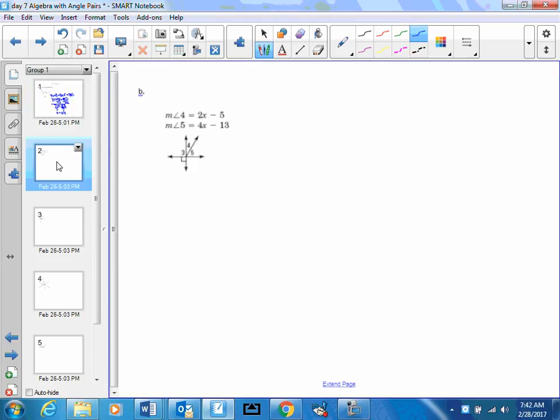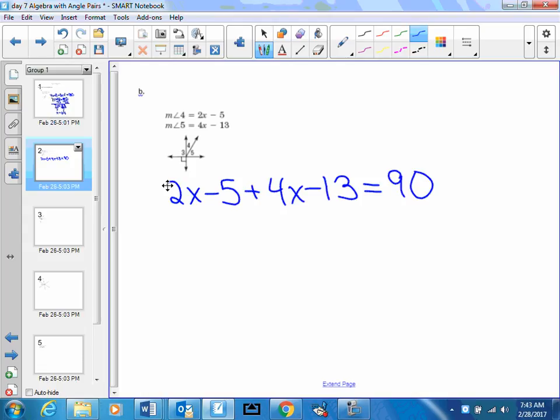Looking at our next example, measure of angle 4 is 2x minus 5, and the measure of angle 5 is 4x minus 13. These two angles are vertical combined together to a right angle. So that means these two angles are complementary. So if I add together the two expressions, I get a total of 90 degrees this time. So combining like terms, 2x plus 4x becomes 6x. Negative 5 minus 13 becomes minus 18 equals 90.